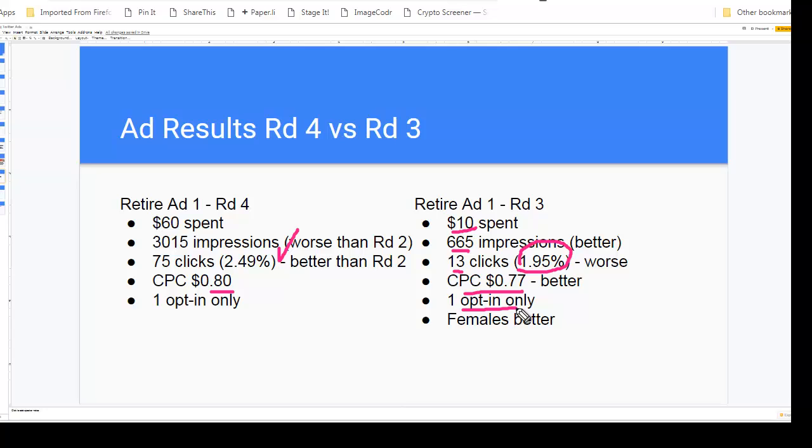One opt-in, so one person actually signed up for the webinar, and that person actually did pay a deposit. So it was, from my point of view, successful: $10 for $10 Aussie spent, I got one opt-in and I got one product sale. And females were about 30% more responsive than males.